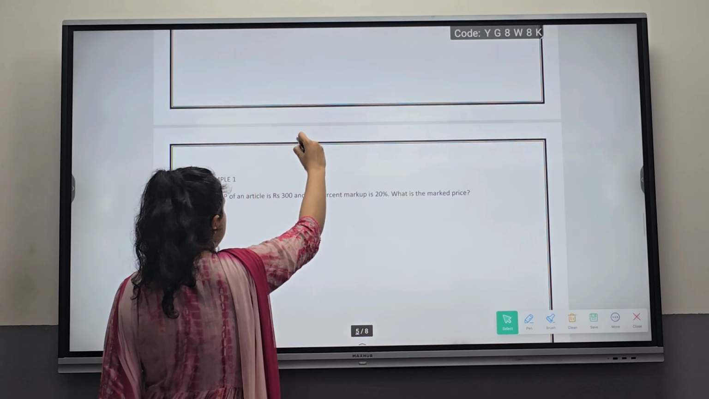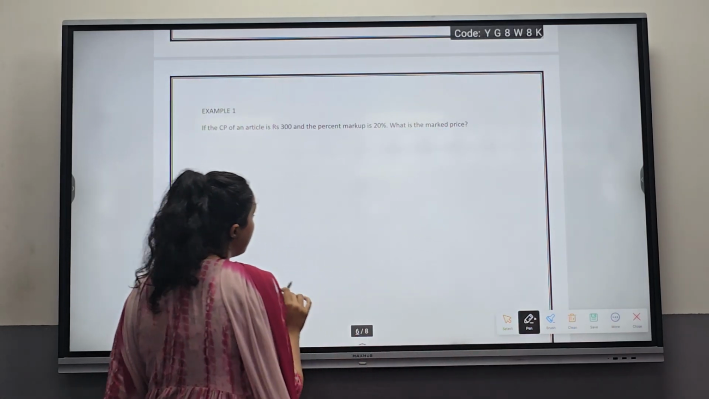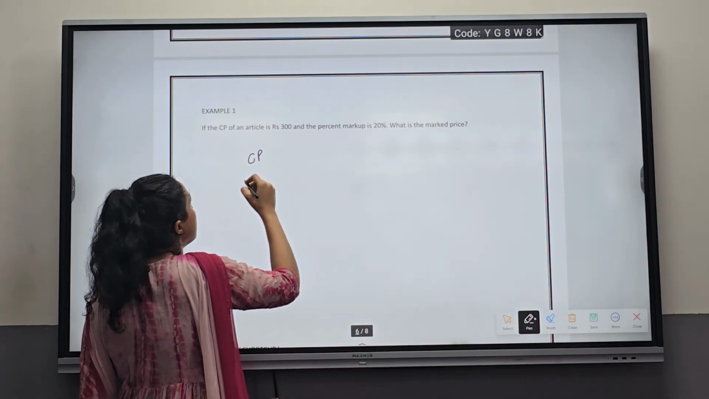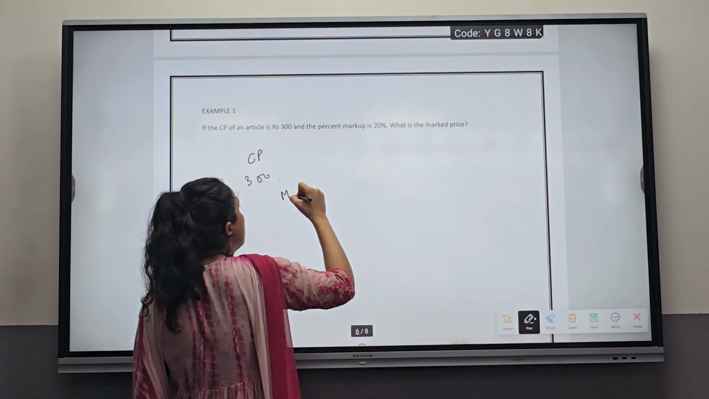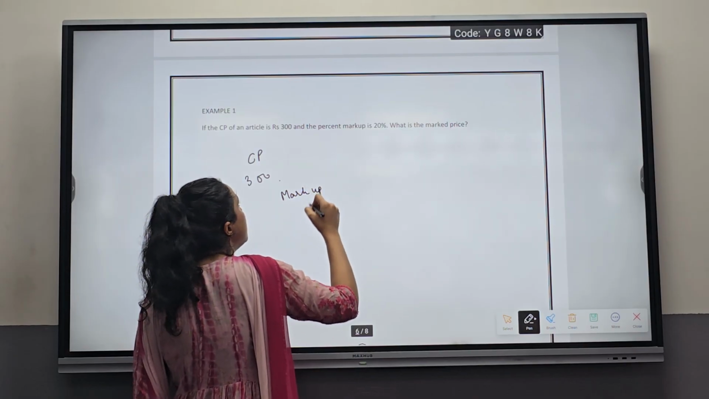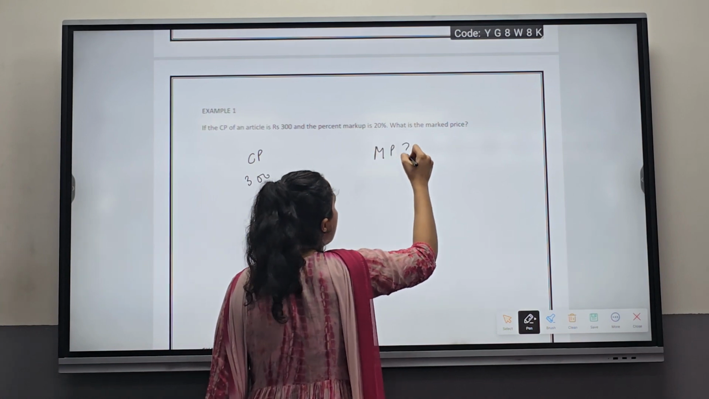Okay, so here you have the cost price of an article, which is rupees 300. The markup is 20%. What is the marked price?